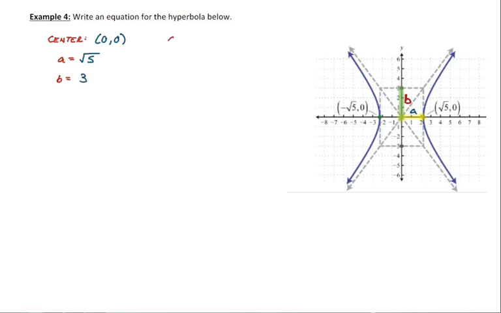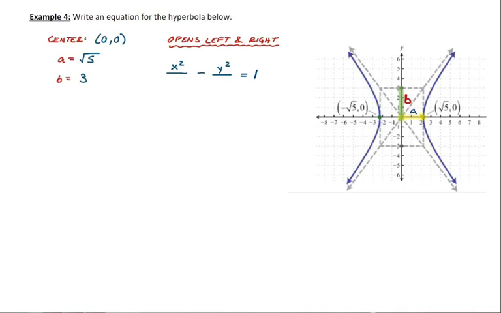So to write my equation, I would have to think about which direction this opens, and because this opens left and right, that should tell me which variable should be written first. So the variable that should come first should be x. Because the center is 0, 0, I can just write x squared minus y squared equals 1, and then I just need to put my denominators in the appropriate place. So what should go in the denominator, please be careful, is always our a and b values squared. Not a and b, but a and b squared.